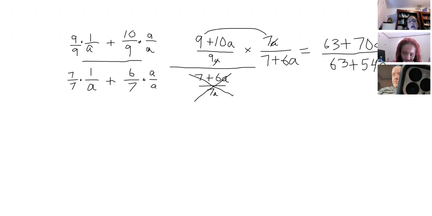So if this had been a times instead of a plus, you could have canceled the 63s and you could have also canceled the a's. But because you have a plus in between your terms, you cannot cancel. There's nothing else we can cancel. So this is your final answer: 63 plus 70a is the numerator, and 63 plus 54a is the denominator. Are there any other questions about that one? No, I'm good. Thank you.